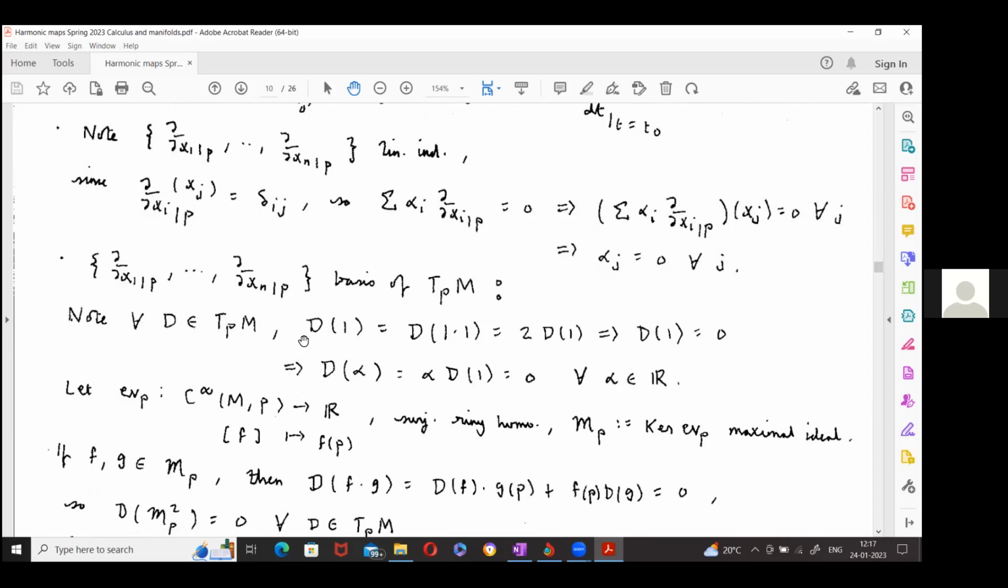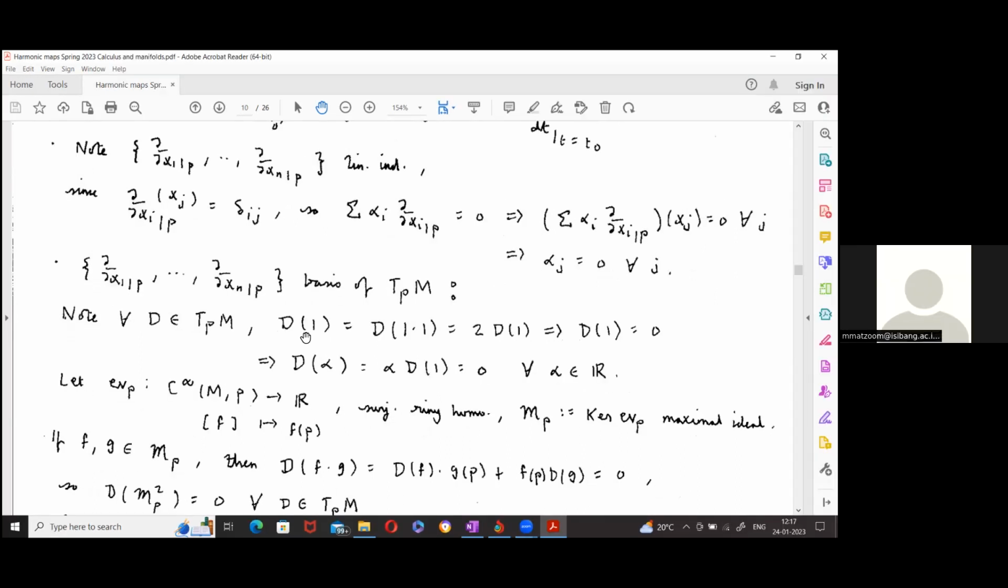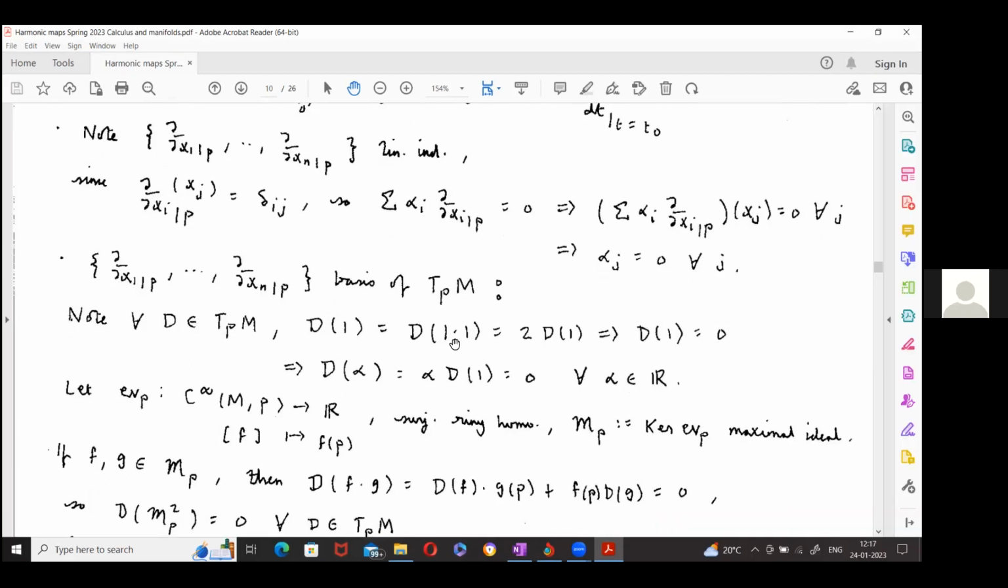So by the Leibniz rule, what happens to the constant function 1? So 1 is equal to 1 times 1. So d of 1 will be d of (1 times 1). By the Leibniz rule, this will be 2 times d of 1, right? Because it's 1 into d of 1 plus d of 1 into 1. So this will give me 2 times d of 1. So therefore, d1 is equal to 2 times d1. Therefore, d of 1 is 0.